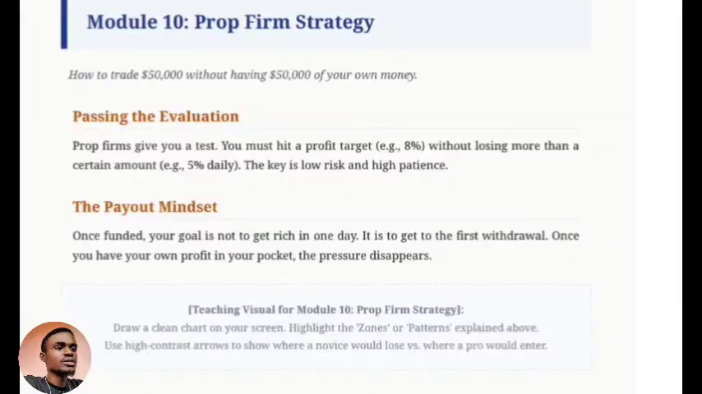So passing the evaluation, prop firm gives you a test. When you get a prop firm account, it gives you a test. You must hit a profit target of about between 8 to 10%, depending on the prop account, without losing more than a certain percentage. Some use about 3% of the account without losing more than 3%, some 5, depending on the prop account. The key is just low risk management and high patience.